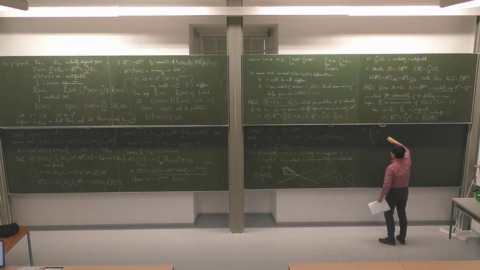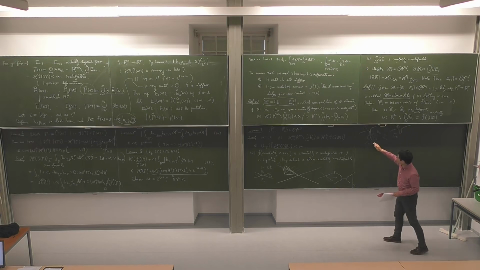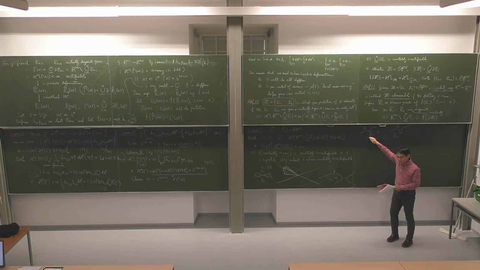And in the end, you end up having some picture which looks like this. So this is E1 tilde and E2 tilde. So you can eliminate this type of tentacle, for example.